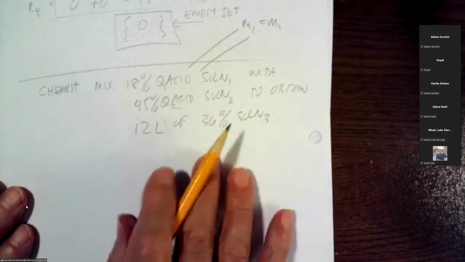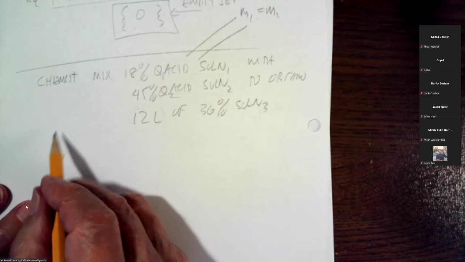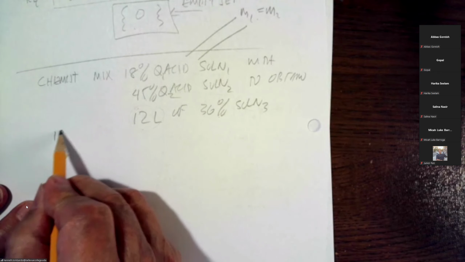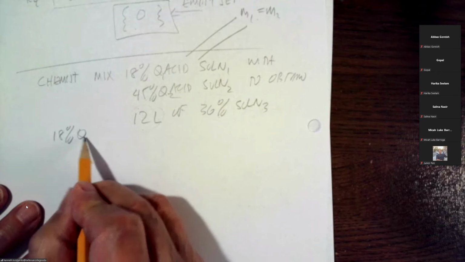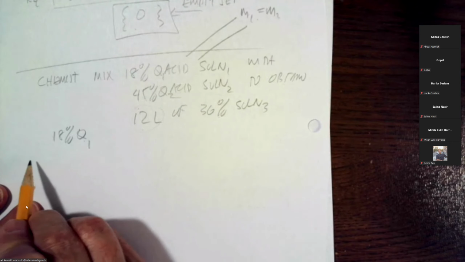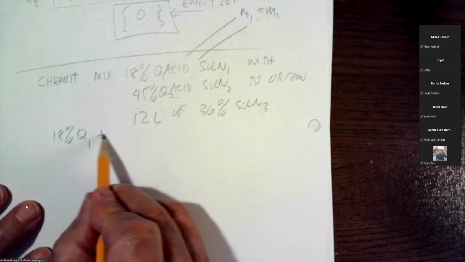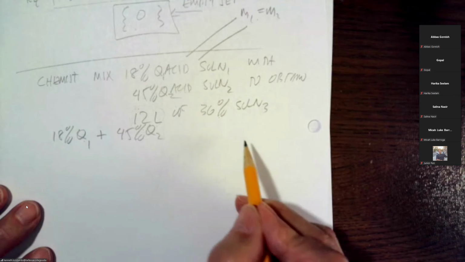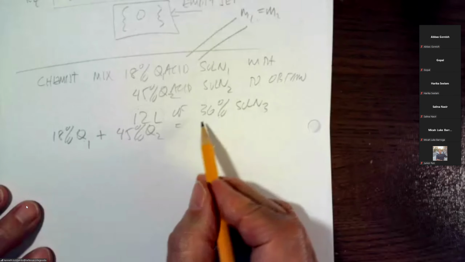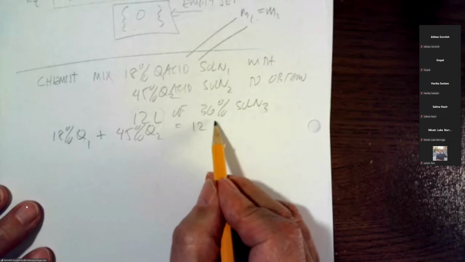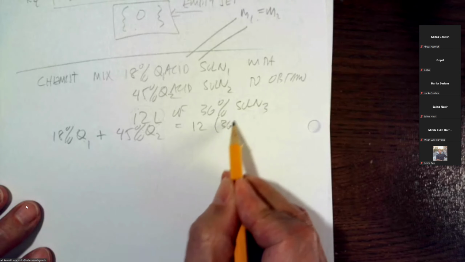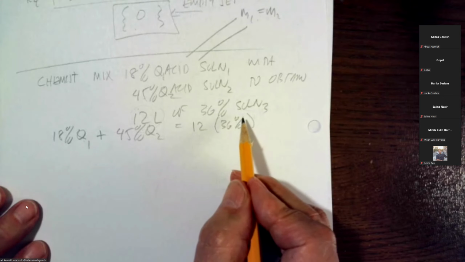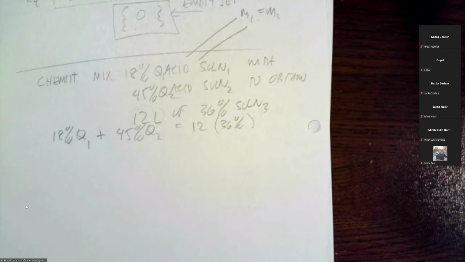So if I put that in equation form, it might look like 18% of some quantity 1 plus 45% of some quantity 2 is going to give me 12 liters of a 36% solution. Might look something like that.